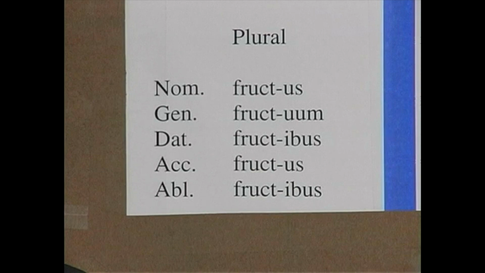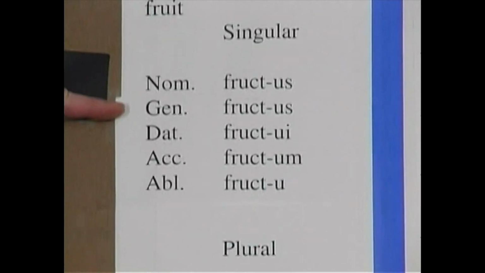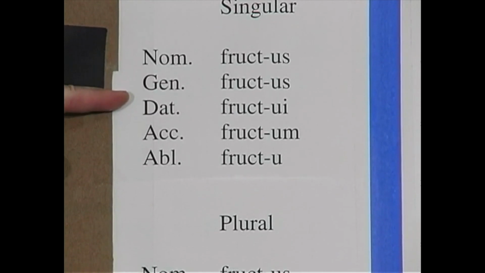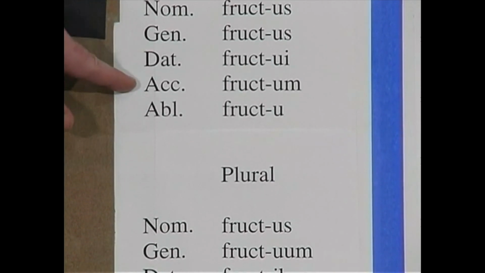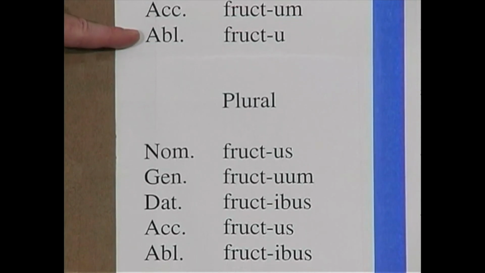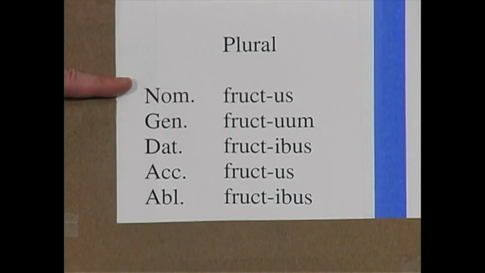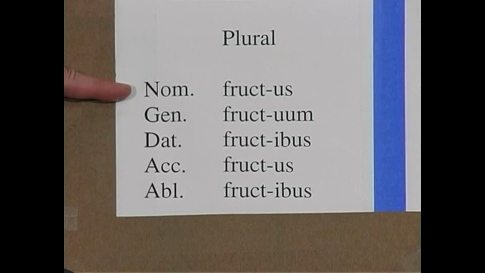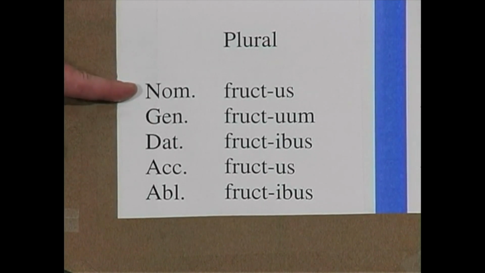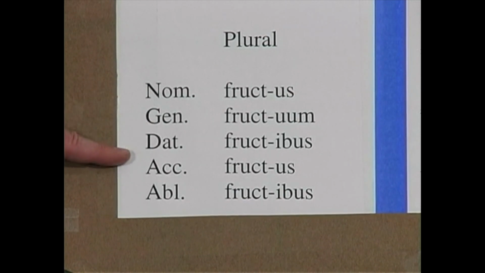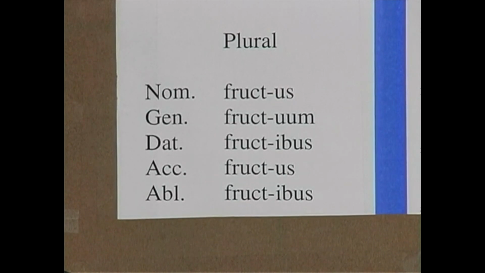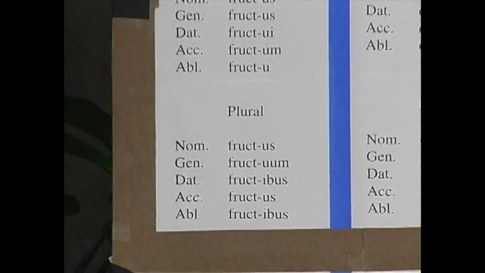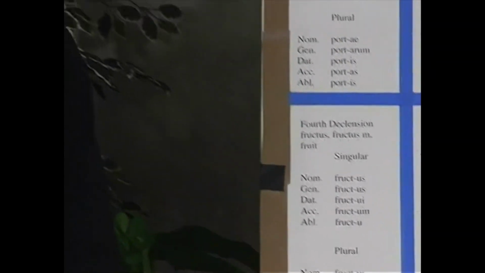The translation: the fruit, of the fruit, to or for the fruit, as direct object, by, with, or from the fruit, and in the plural, the fruits, although we usually don't use that plural in English, the fruits, of the fruits, to or for the fruits, and by, with, or from the fruits. Again, the endings, us, us, ui, um, u, us, uum, ibus, us, ibus. This is the way I learned Latin noun declensions, simply by memorizing these endings.